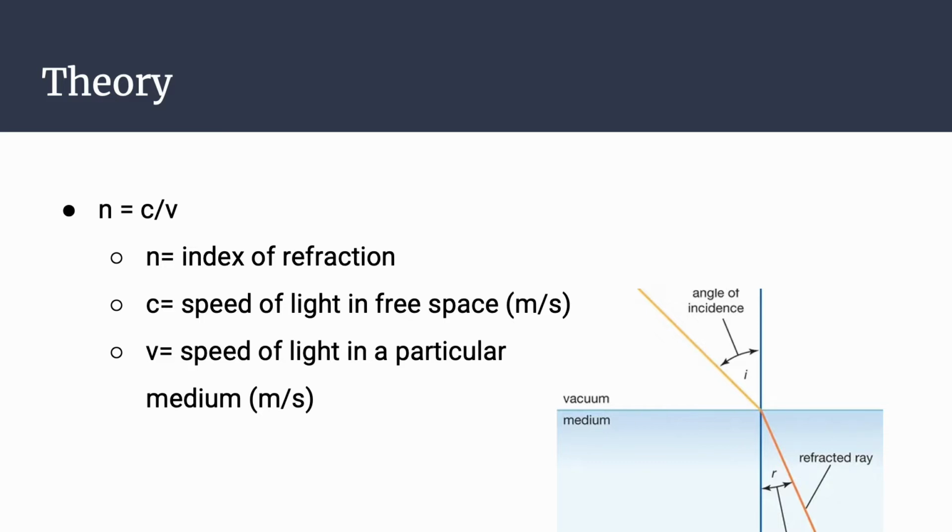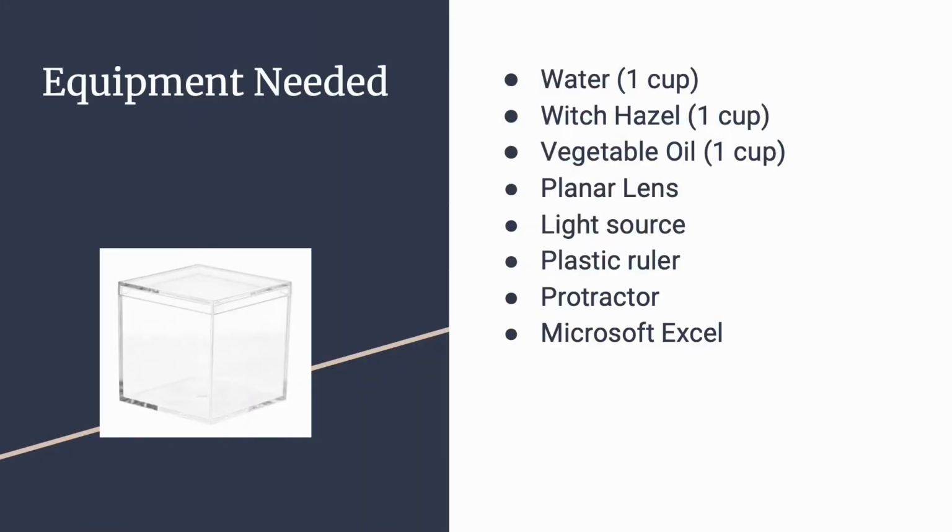As seen in the bottom corner is a graphic that helps to represent some of the theories and methods that we will be doing throughout this lab. It is a great example in order to understand what the overall concept looks like. The equipment needed to perform this lab procedure are 1 cup of water, 1 cup of witch hazel, 1 cup of vegetable oil, a planar lens, light source, plastic ruler, protractor, and Microsoft Excel.